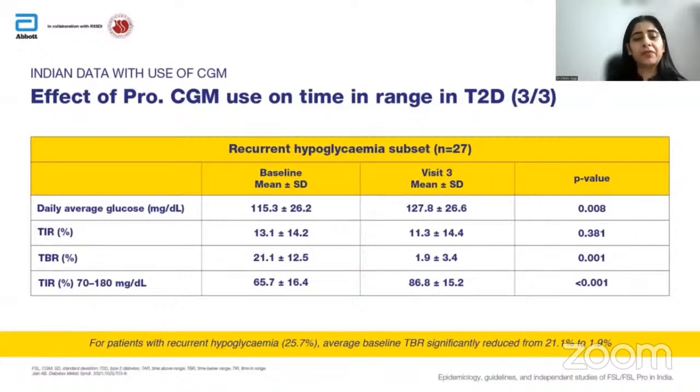You see the time above range coming down, and the time below range, the hypoglycemias, show a dramatic improvement from 21.1% time below range to 1.9%. So you see that in patients with recurrent hypoglycemia, 25.7% of these patients, the average baseline time below range significantly reduces from 21% to almost 1.9%. As a result, the time in range improves from 65% to almost 86% in these patients.